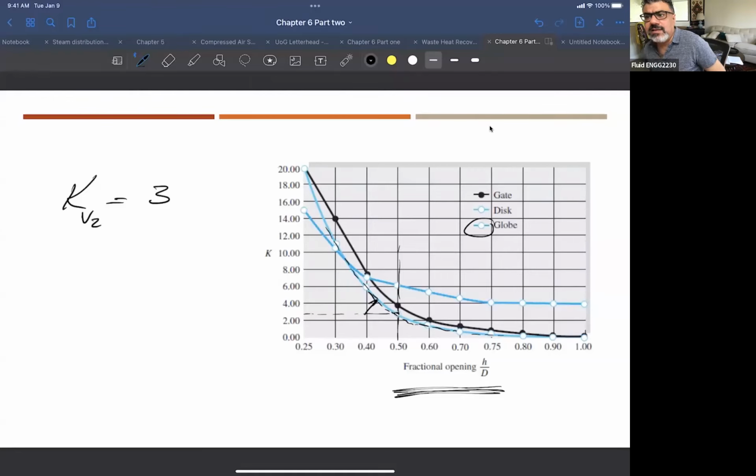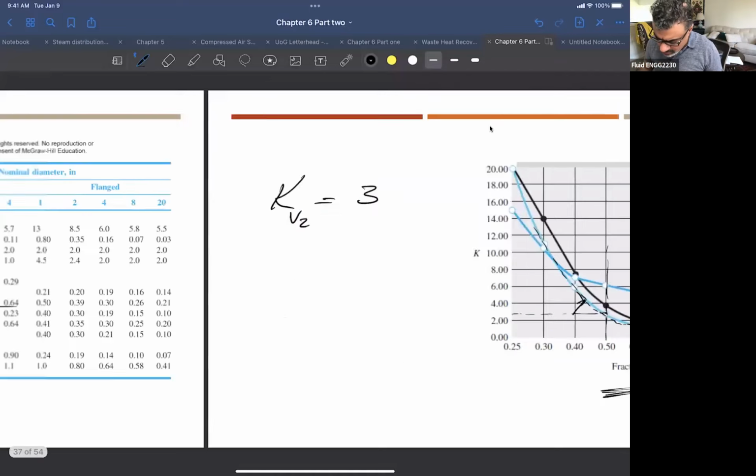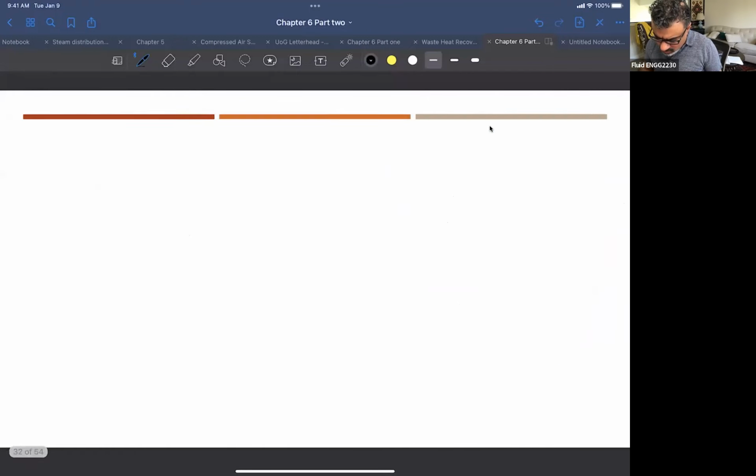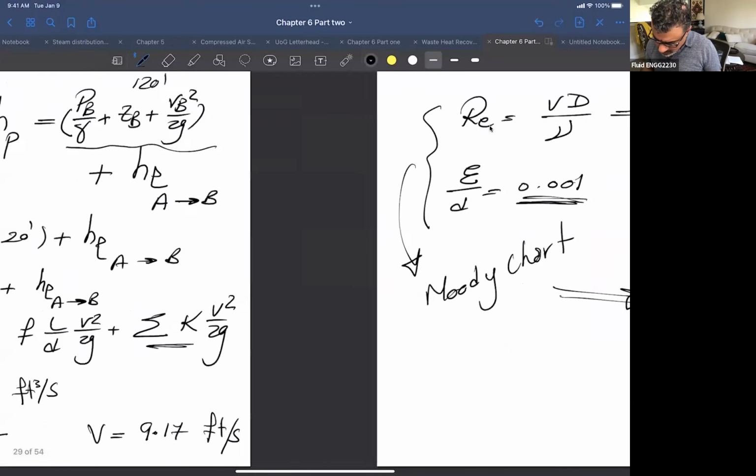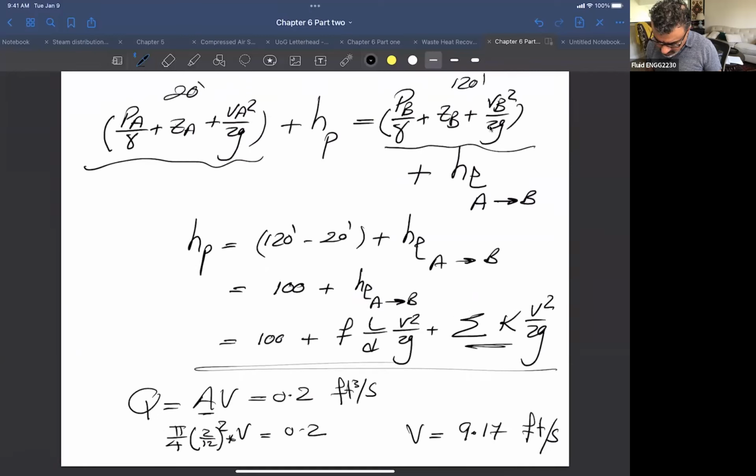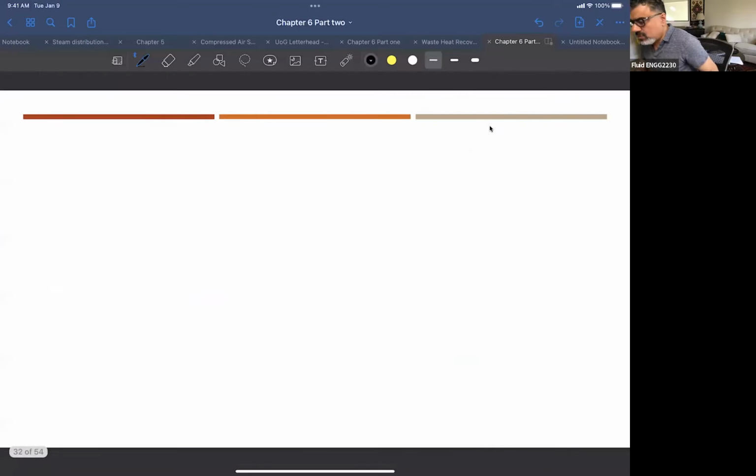And the idea at the end, in order to calculate these losses for pipe components in series like this, is going back to the equation that we put together. So this is equation 1. H pump will be a function of all this. We get F, and we have the velocity. We just need to add these values here for K. So let's go back again and put these numbers.